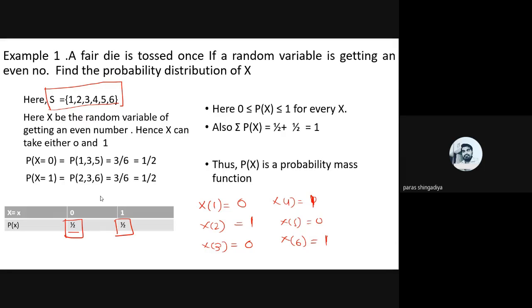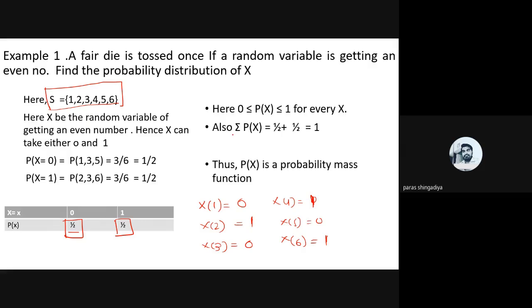Now the second condition. What is the second condition? To find the sum of the probabilities, and that should be 1. The sum of the probability for x equal to 0 plus the probability for x equal to 1 is 1 by 2 plus 1 by 2, and that is equal to 1. So both conditions are correct.